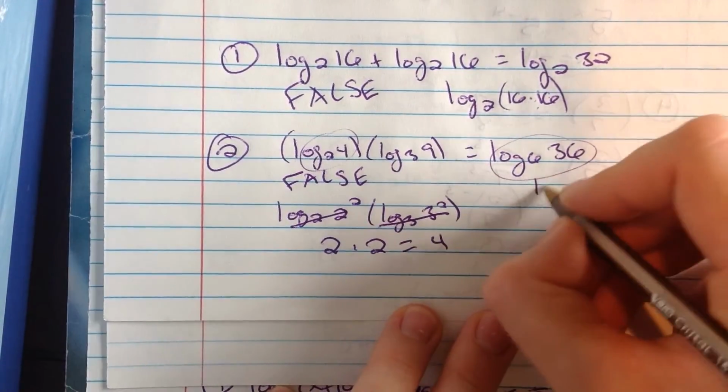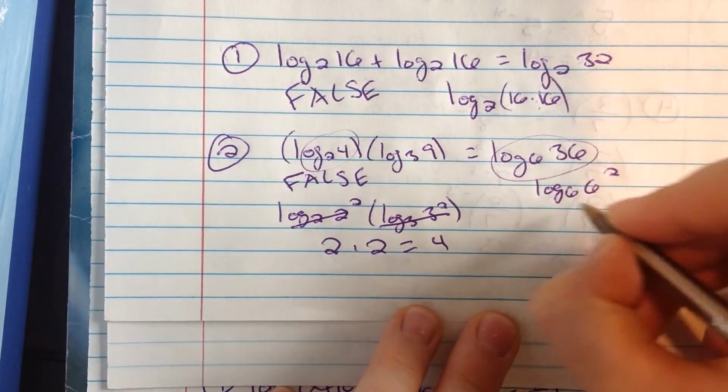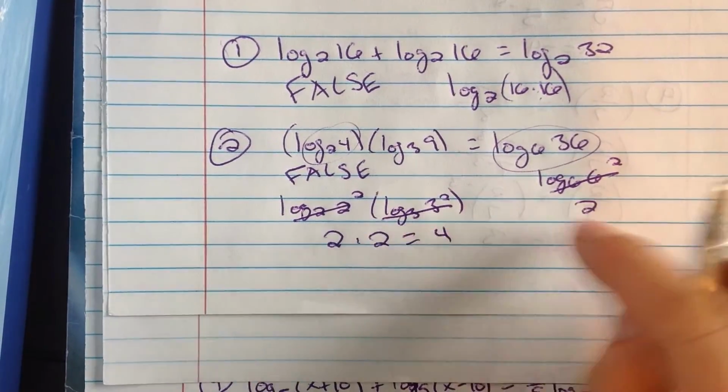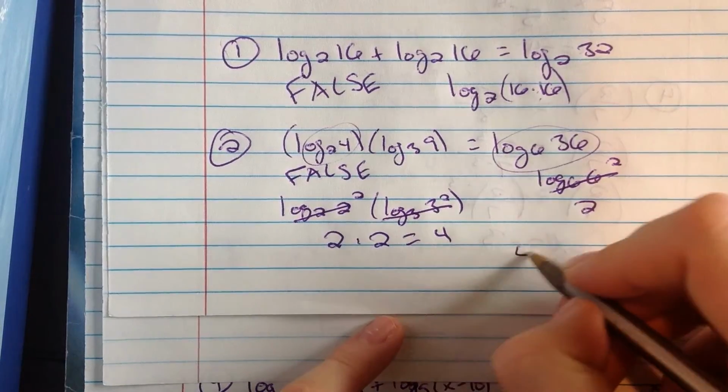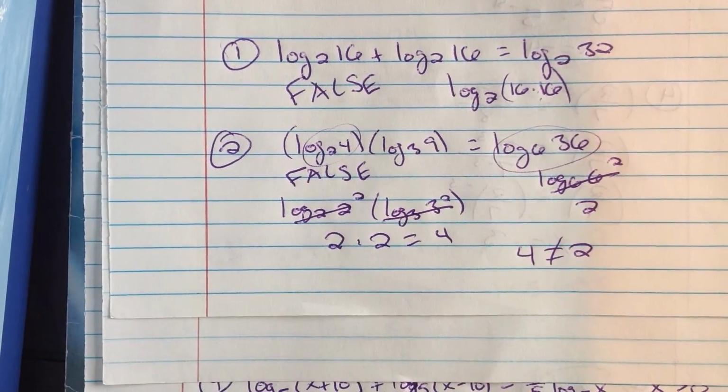Versus this one, log base 6 of 6 squared is just 2. They don't evaluate to the same number. 4 does not equal 2. That's why it's false.